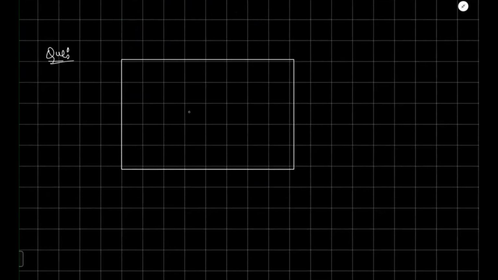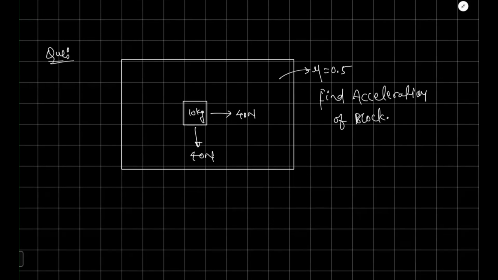We'll do one more question. This is a top view of a table, and this is a block of 10 kg. Here you are applying a force of 40 Newton, and here you are applying a force of 40 Newton. The coefficient of friction is given, mu is equal to 0.5. Find the acceleration of the block. This is a top view, okay, this is what you are seeing from the top. Do you know what the net force on it will be?